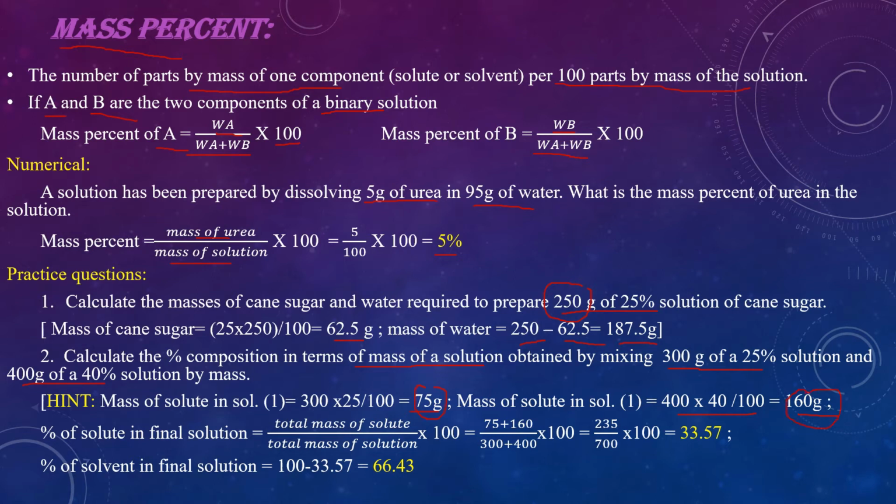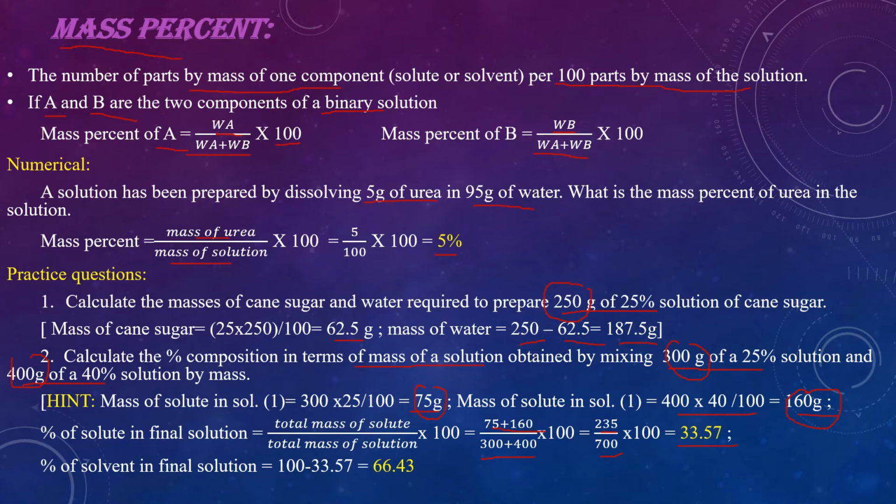तो मास ऑफ सोल्यूट कितना हो जाएगा हमारा 75 प्लस 160 डिवाइडेड बाय मास ऑफ सोल्यूशन, दैट इज 300 प्लस 400, दैट इज 700 ग्राम. तो 300 प्लस 400 700. तो 160 plus 75, 235 upon 700 into 100, it is 33.57. This is the percentage of solute.